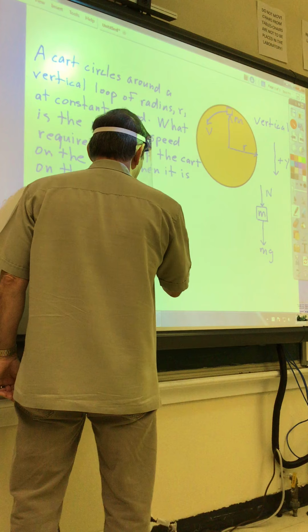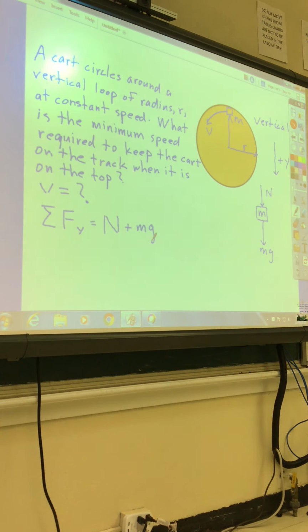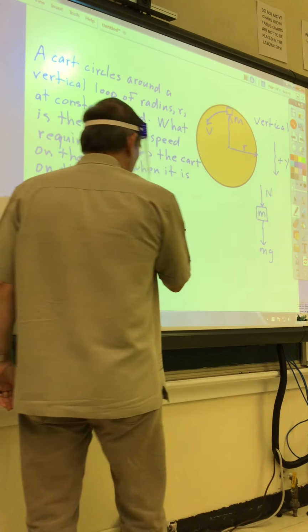We'll let this be the positive y going down. Since everything's pointing down, this is equal to the normal force, we'll agree, plus mass times gravitational acceleration. So those are your two force vectors. Does everybody see that? Does that make sense so far? Now, what's that equal to?